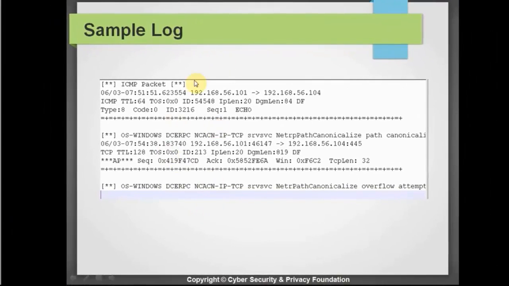This is what a sample log looks like. You can see the alert for an ICMP packet over here, from which IP to which IP, at what time, all those details over here.